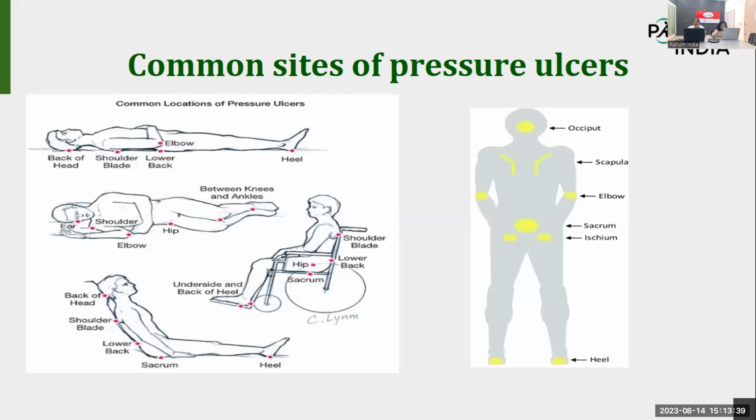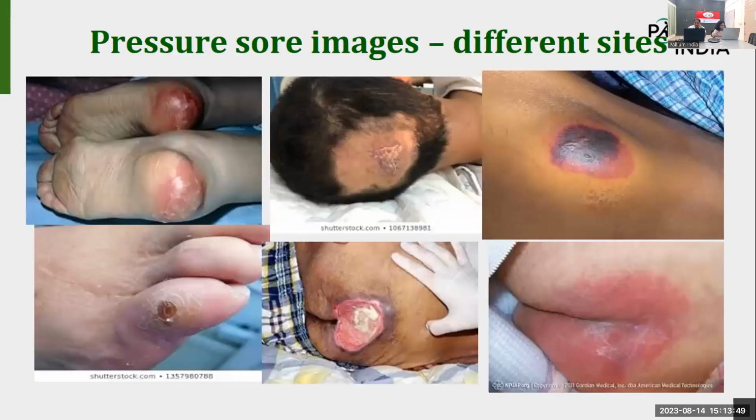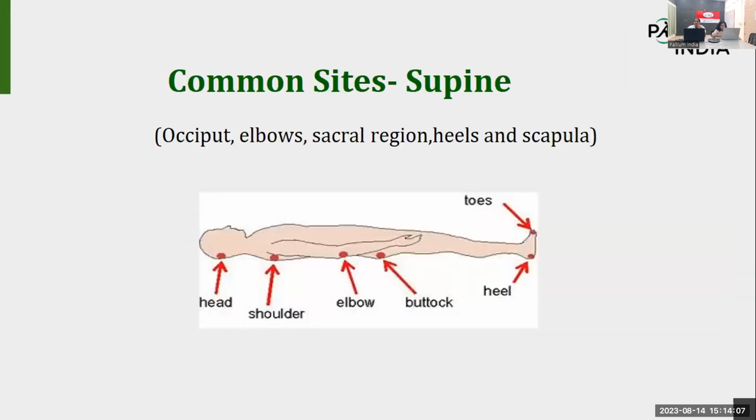Especially if there is more wheelchair use, that can cause pressure ulcers in the hip, lower back, shoulder blade, and even the outer side of the back of the heel. So these are the images we see in our setting. We have to identify what type of stage it is. Especially in the bony prominences, it is more prominent.